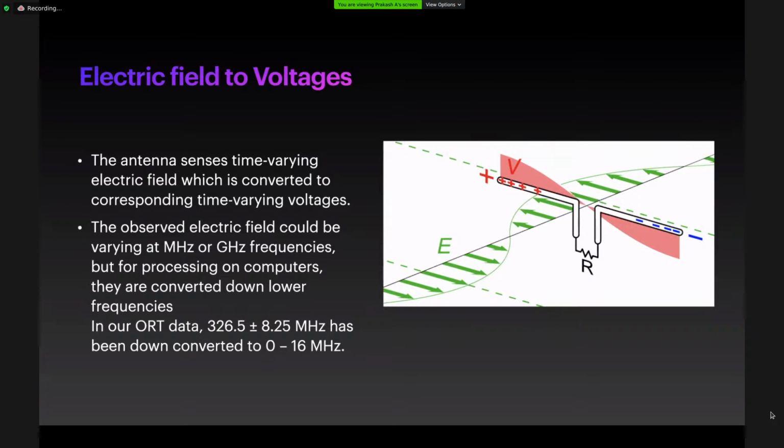Now, in this OT data that we are using, we are observing in a narrow frequency range centered at 326.5 megahertz with a bandwidth of about 16.5 megahertz. And as Desh was mentioning about the reasons for down converting, there are many benefits to down converting these frequencies from these radio frequencies down to the baseband, so that the frequencies present in this voltage variations are limited to 0 to 60 megahertz.